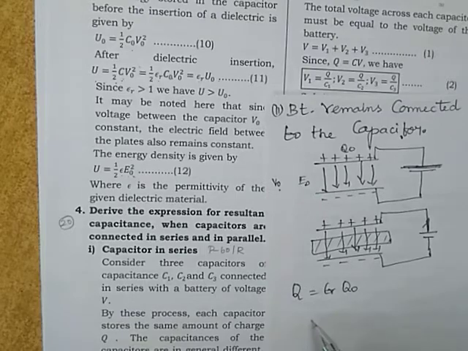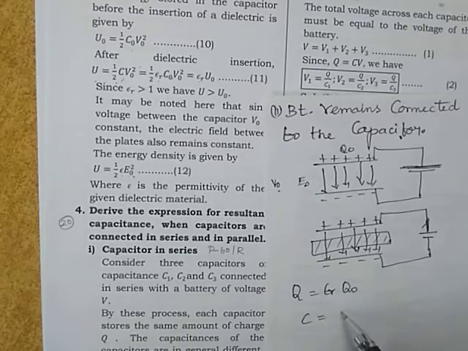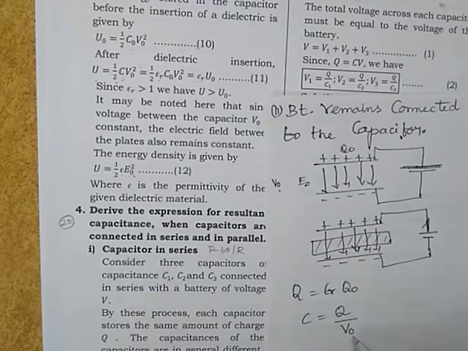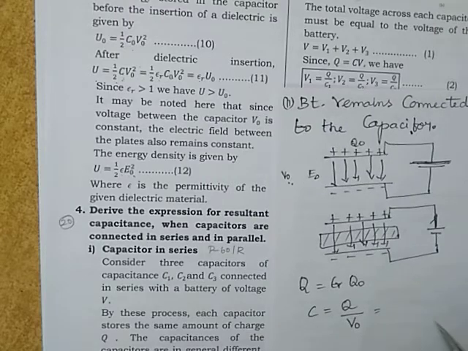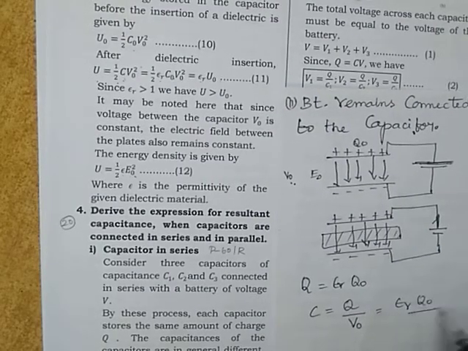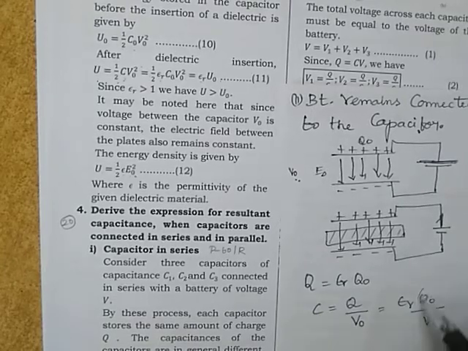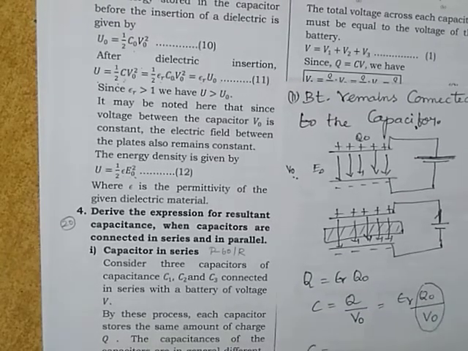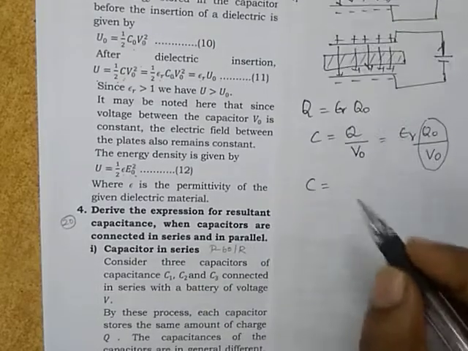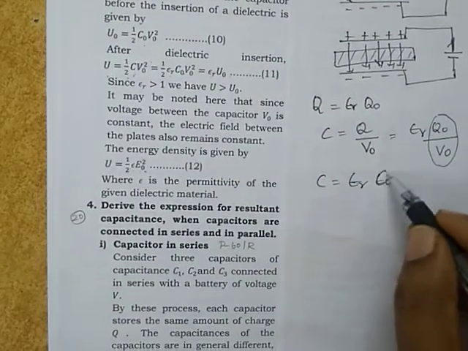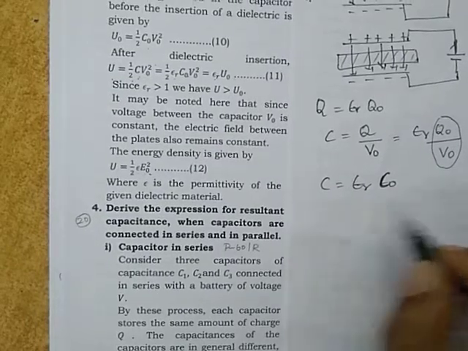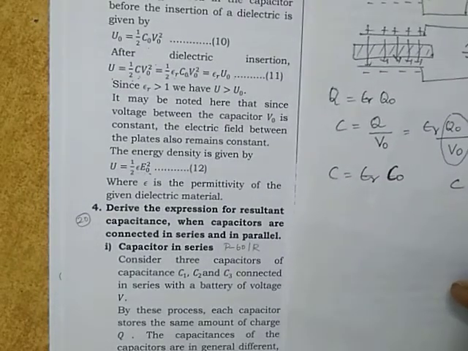Then we know capacitance C is equal to Q by V. Here charge Q by V naught, because the potential never changes. This becomes epsilon r Q naught by V naught. This we know is C naught. Then capacitance C is equal to epsilon r C naught. Here this shows capacitance increases. C is greater than C naught.